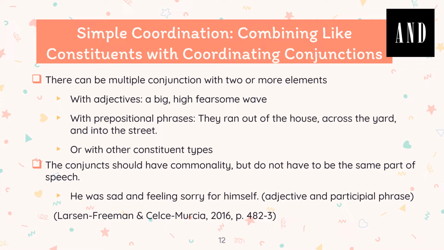The conjuncts should have commonality, but do not have to be the same part of speech. So you could have something like, he was sad and feeling sorry for himself. And this is an adjective and a participial phrase.